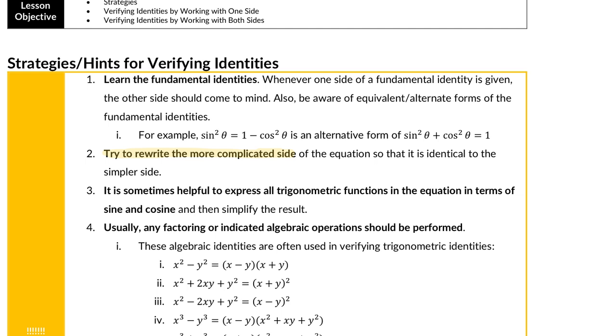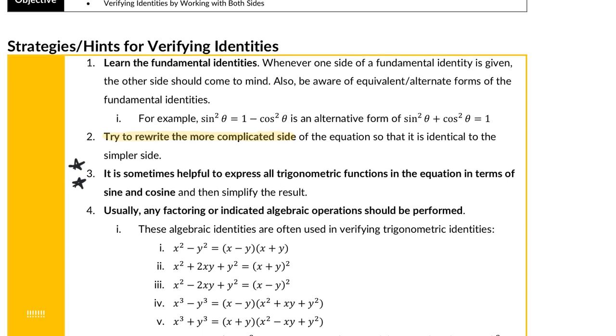I still abide by this information right here, number 3. It is helpful to express all trigonometric identities in the equation in terms of sines and cosines when you get stuck and see nothing else, because a lot of times things will cancel out.